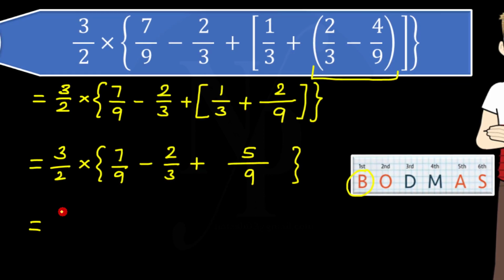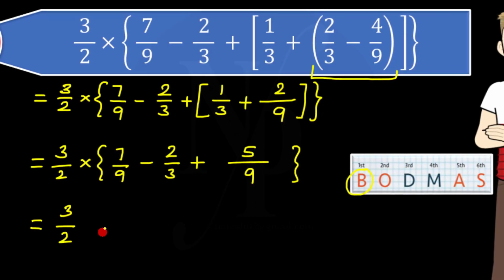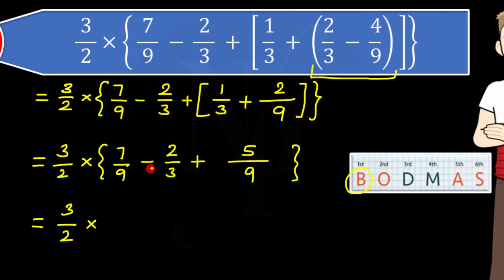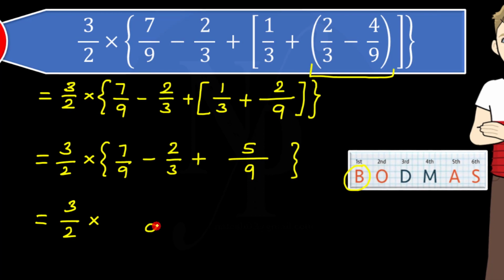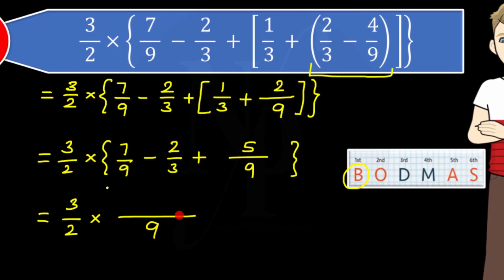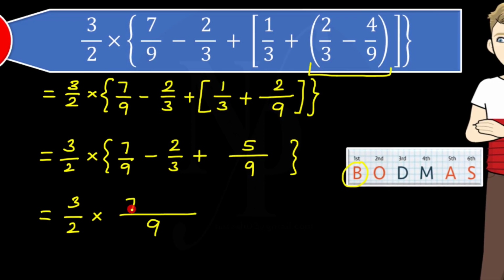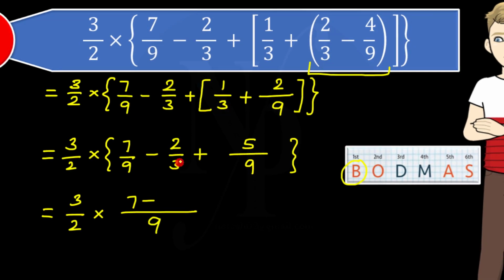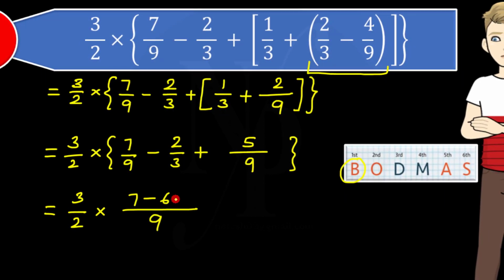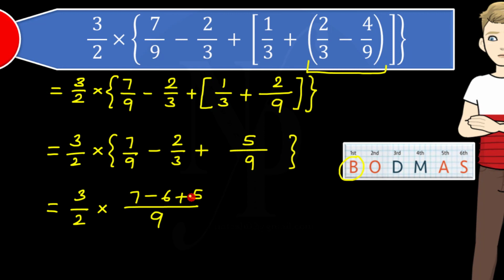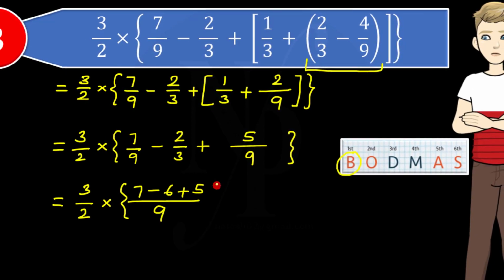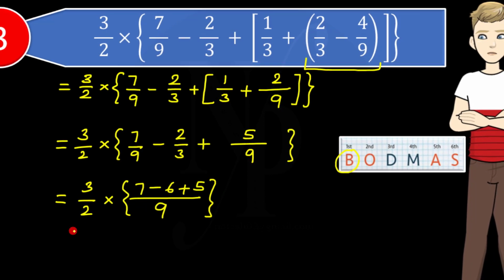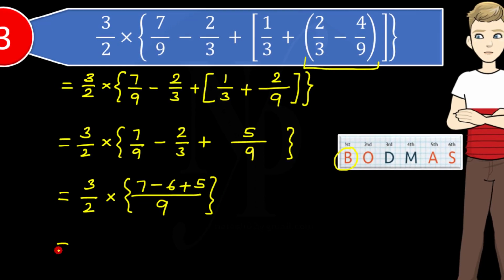In the next step I write 3 by 2 into the LCM of 9, 3, 9 is 9 again. So I write 9 in the denominator. In the numerator, first term will be 7 minus 2 3s are 6 plus 5. I will put these within flower brackets. In the next step, I will simplify the terms within the flower brackets.